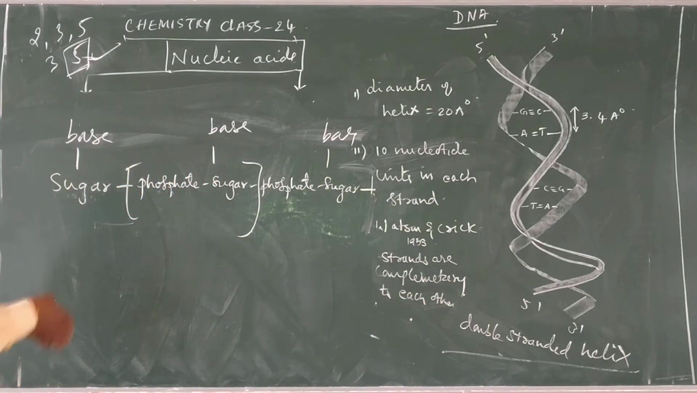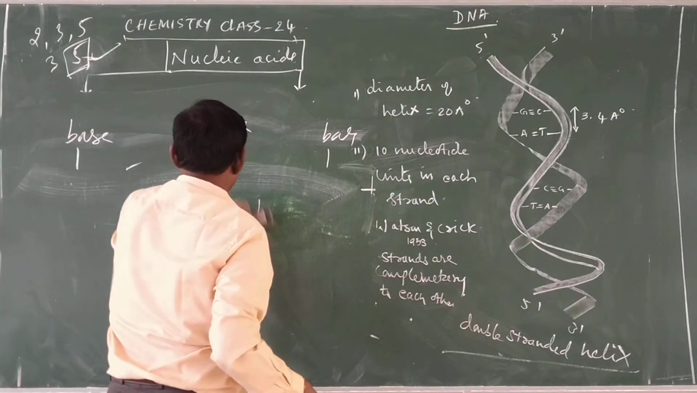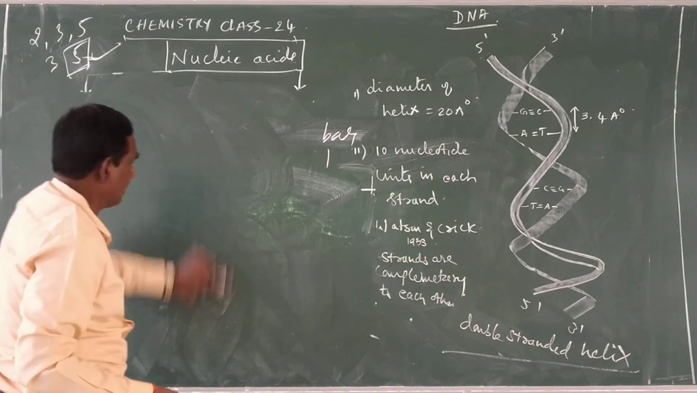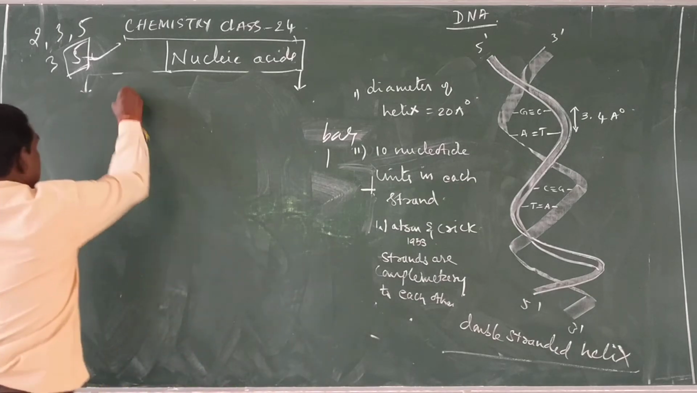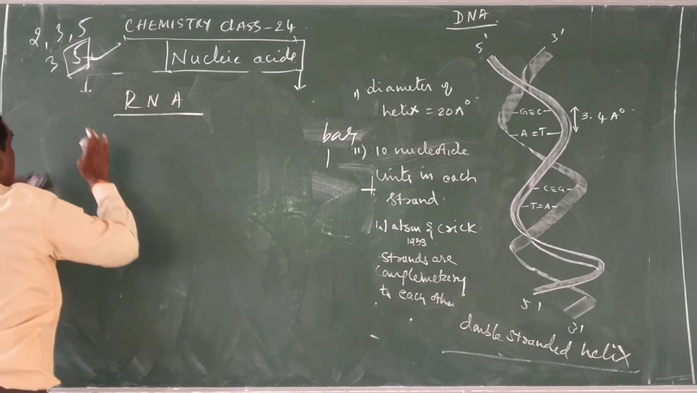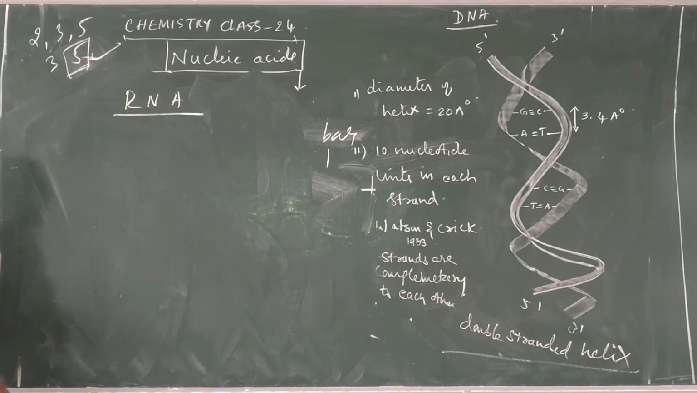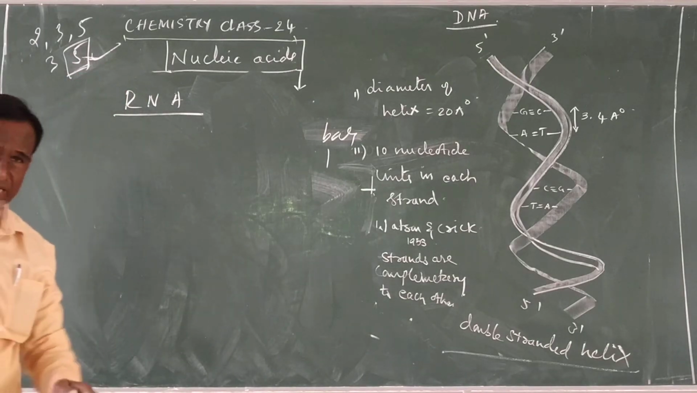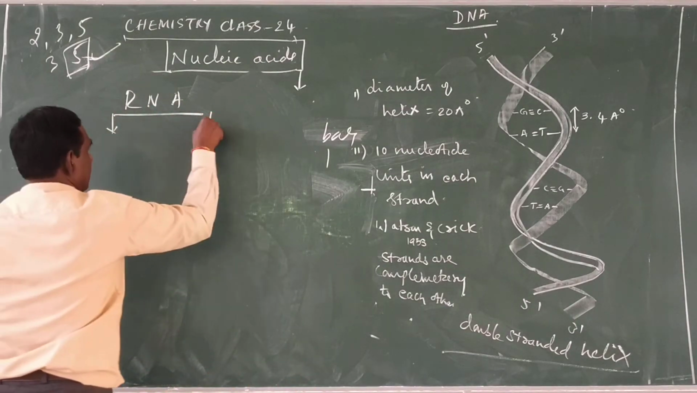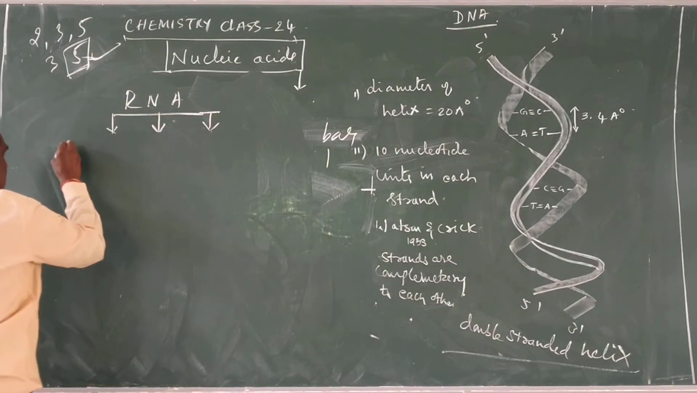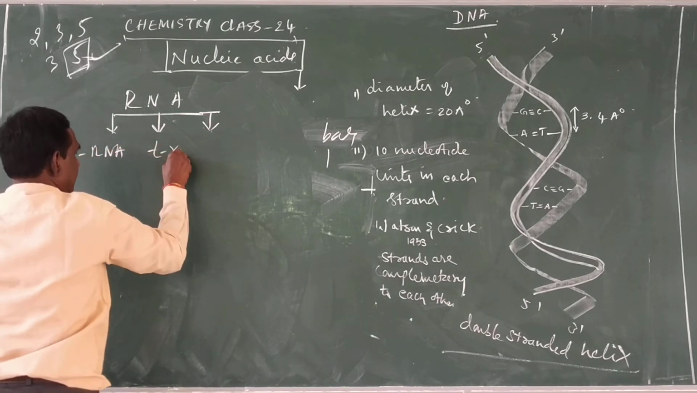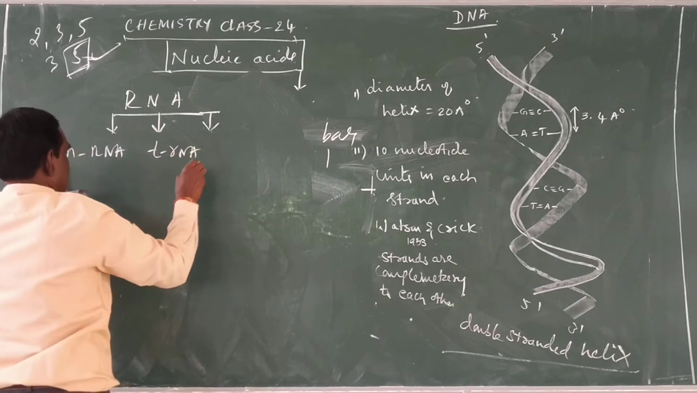Also, there is one nucleic acid. So finally, we have to know separately the structure of RNA and DNA. Structure of RNA. RNA is a single stranded helix. And here this RNA is of 3 types. You see, we know that RNA is of 3 types, that is mRNA, tRNA, and rRNA.